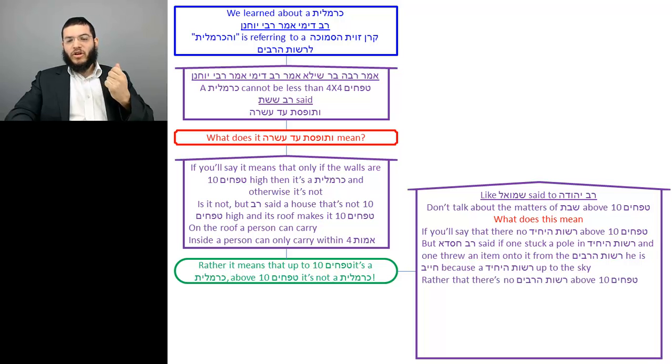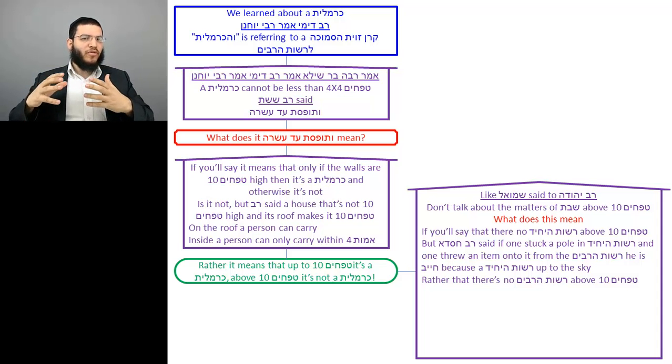Rather, what are you going to tell me? That there's no reshus harabim above 10 tefachim. So we're trying to figure out what it means when he says don't talk about the matters of Shabbos above 10 tefachim. It's obviously going to be referring to carrying, because we don't have the concept of the 10 tefachim by cooking, baking, and frying, or other melachos. So it's referring to carrying.